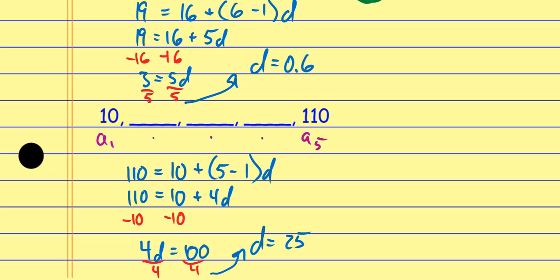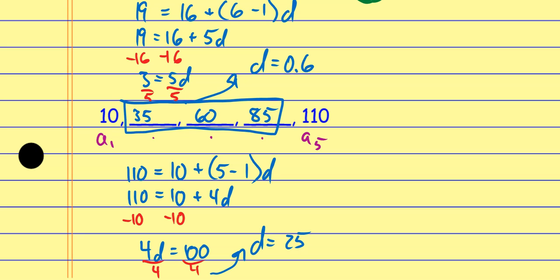If I add that 25, it gives me the next term. Okay? And then if I add that 25 again, it gives me the next term. And then if I add that 25 again, it gives me the next term. And if I add that 25 one more time, just make sure it gives me the last term. It gives me that 110 like I'm supposed to have. These are my arithmetic means. Those are the missing pieces I was looking for, okay?